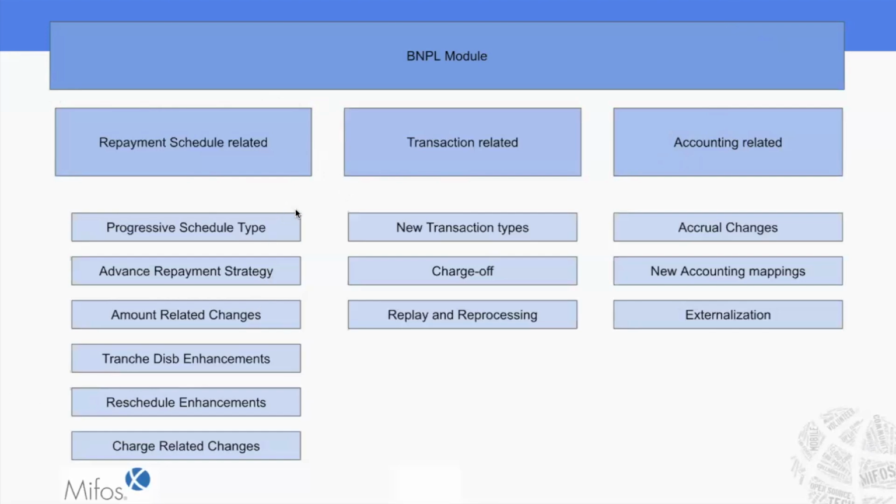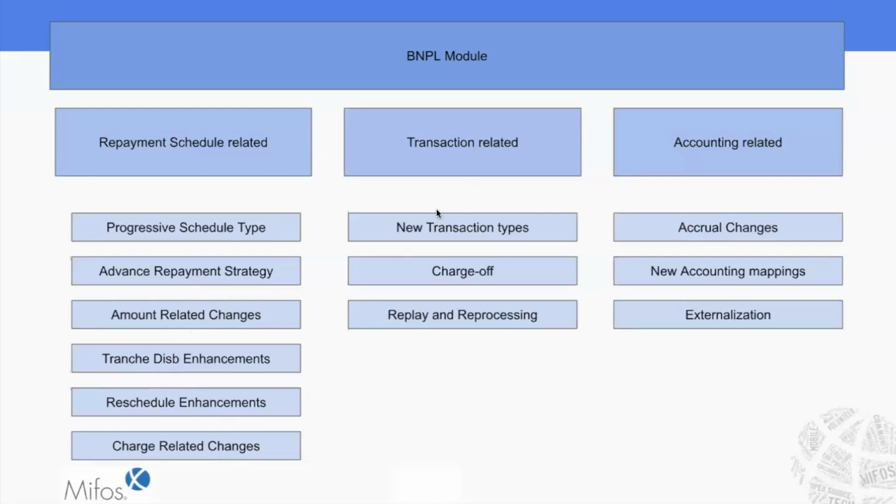We had to introduce a new type of schedule calculation called progressive. In coming slides, I will talk about what progressive is and what cumulative is, etc. And we introduced a new advanced repayment strategy. We have also made some changes to support buy now pay later on the validations with respect to approval amount, disbursal amount, etc. And multiple disbursements: the existing Fineract module has been enhanced to support multiple disbursements on the loan, along with some capabilities on reschedule, and a couple of changes on the charge section as well.